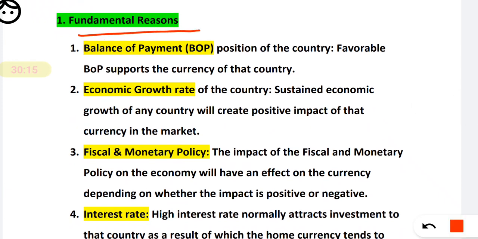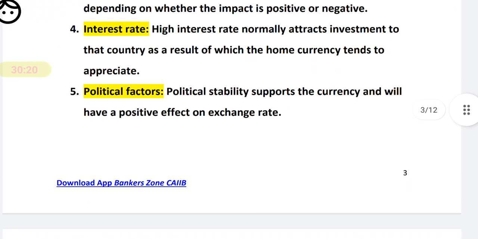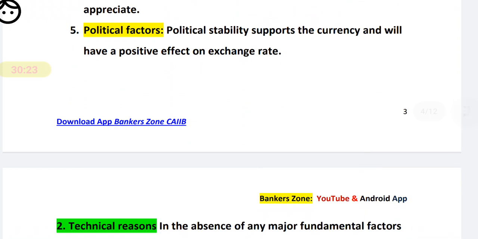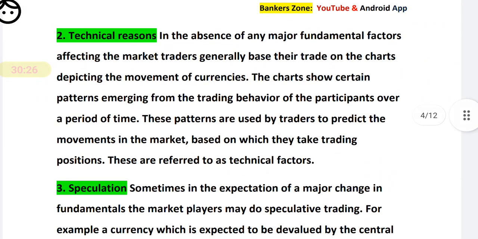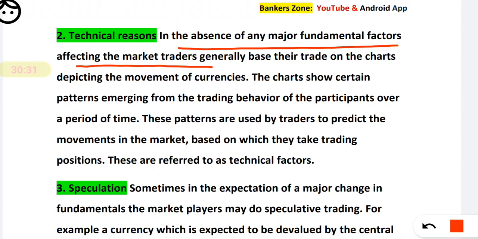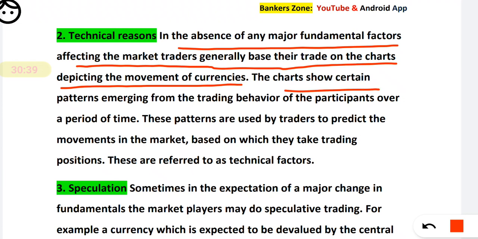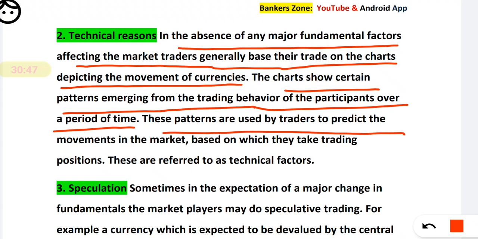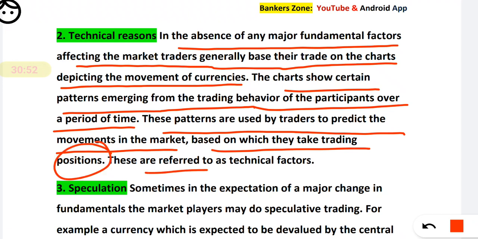What are the factors? Balance of payment, economic growth, fiscal and monetary policy, interest rate and the political factor. Now second we will discuss the technical reasons. See, in the absence of any major fundamental factors affecting the market, traders generally base their trade on their chart depicting the movement of a currency. The chart shows a certain pattern emerging from the trading behavior of the participants over a period of time. These patterns are used by traders to predict the movement in the market, based on which they can take a trading position, and these are referred to as technical factors.